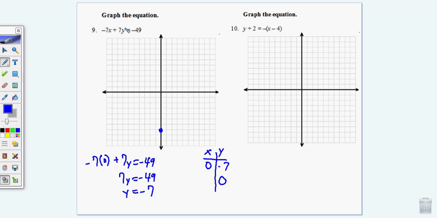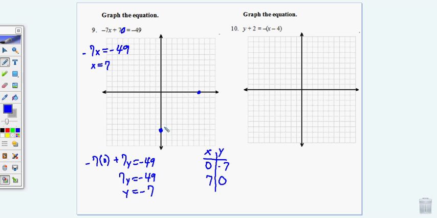I'm running out of room, so I'm going to just write it up here. But we'd have -7x equals -49, right? This is just gone. It cancels out. 7 times 0 is 0. If I divide by -7, x would equal +7. So x is +7 when y is 0. So here's +7. 1, 2, 3, 4, 5, 6, 7. Up 0. So there's my coordinate point.